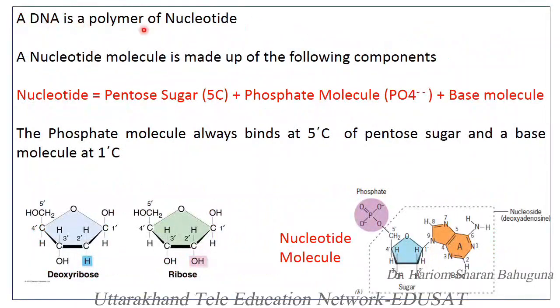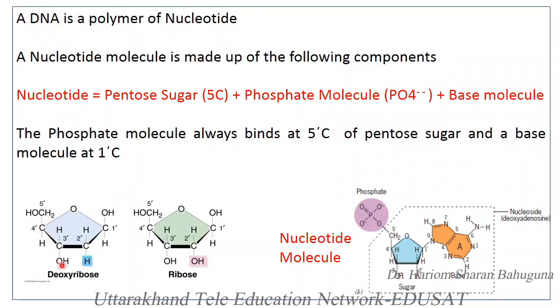A DNA is a polymer of nucleotides, and a nucleotide molecule is made up of the following three components. One is the pentose sugar, that is a 5-carbon molecule, and one phosphate molecule and a base molecule. The phosphate molecule always binds at the 5th carbon of the pentose sugar and a base molecule at the first carbon.